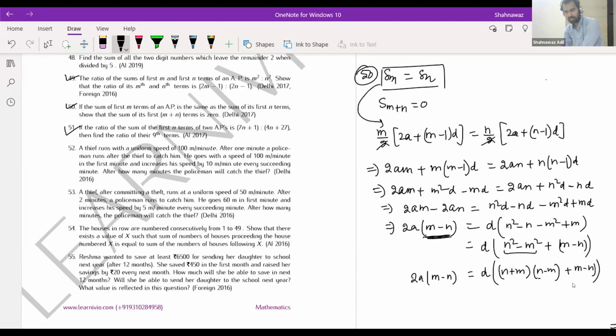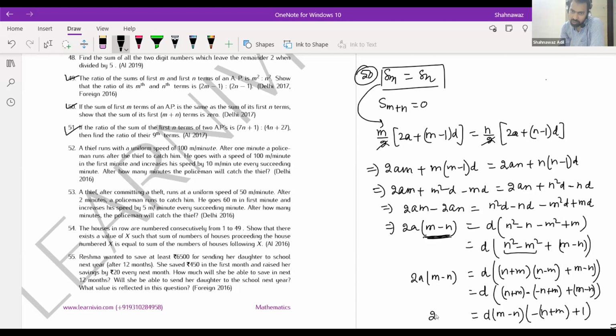How can I get m minus n? So if I take, this is n plus m. If I take negative common from here, so this would be how much? Minus n and minus m. Understood? So you see that m minus n is common. So I have m minus n common, and this is minus of n plus m, and this is plus 1.